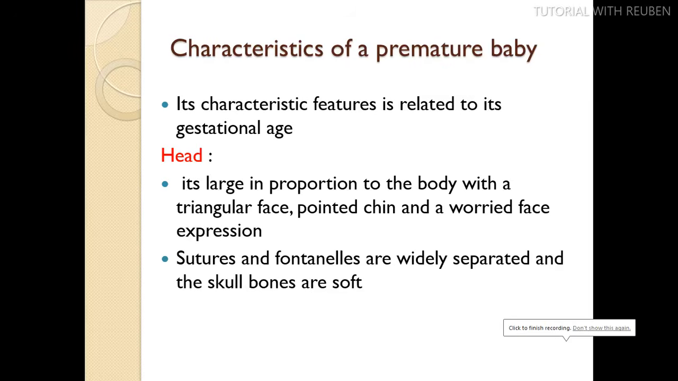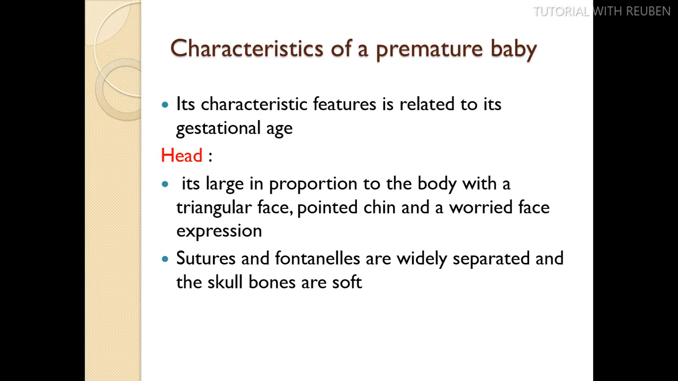Welcome to part 3 of Prematurity. We're going to discuss the characteristics of a premature baby. Now, one thing that you need to know is that preterm babies are immature and are unable to adapt to extrauterine life. Its characteristic features are related to its gestational age. Let's start by looking at the head.